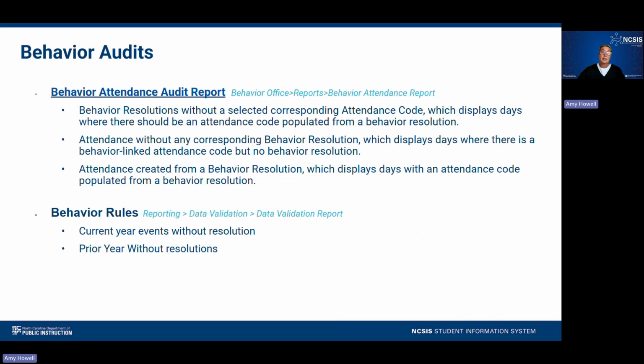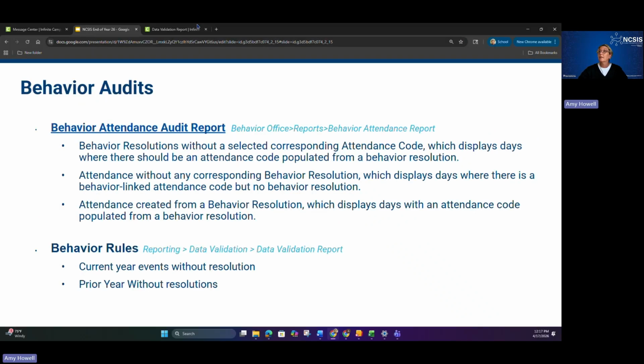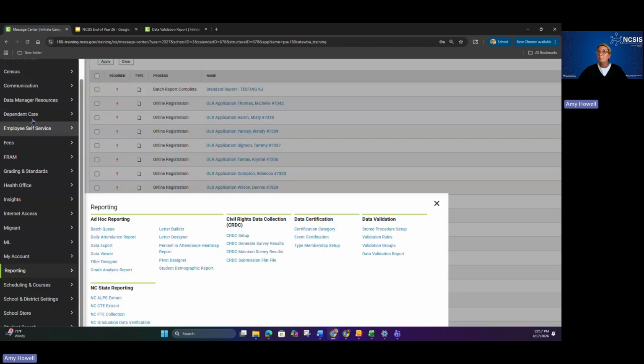If you have vice versa, the other way around, you have an attendance code of a 3 and no behavior resolution, it's going to pull that as well. You can also run this report as just a good. Okay, you have all of your attendance that's been created from a behavior resolution to display. And you can select all 3 of those options or just one at a time.